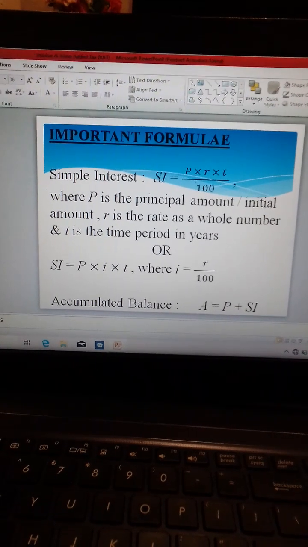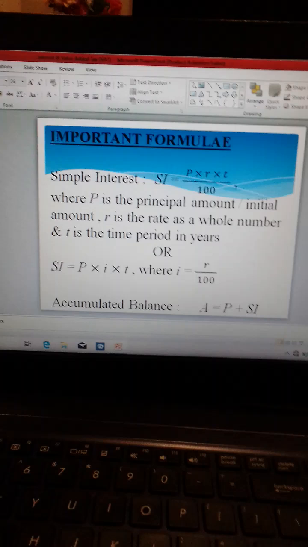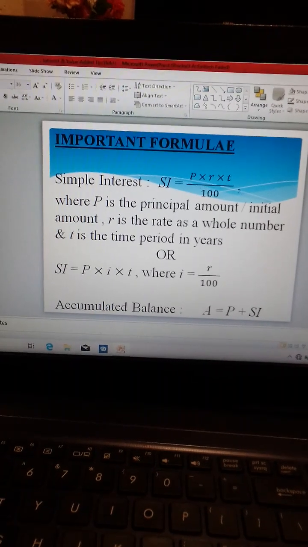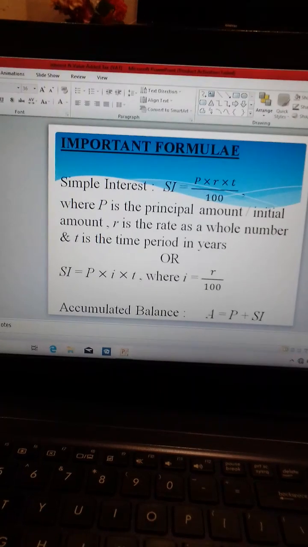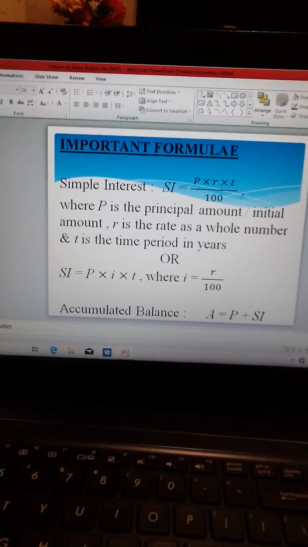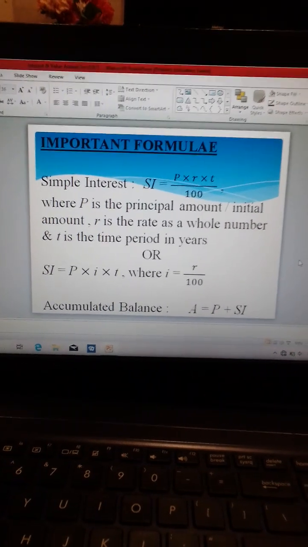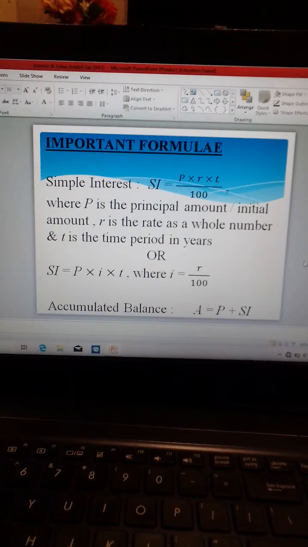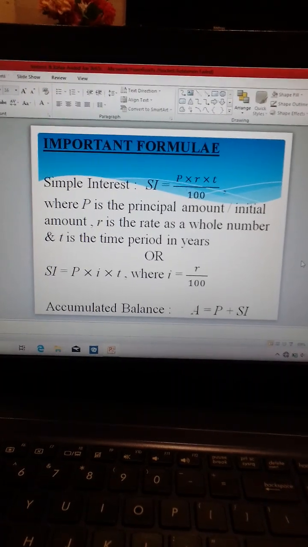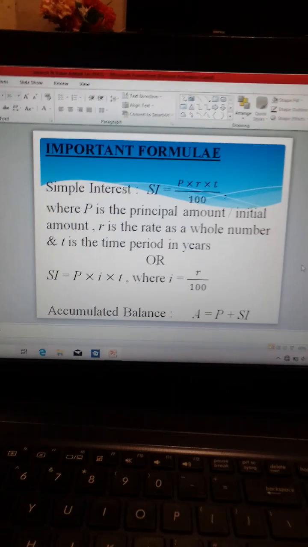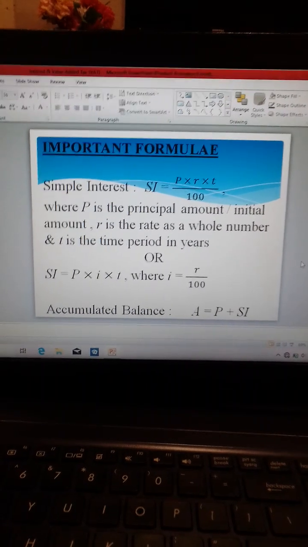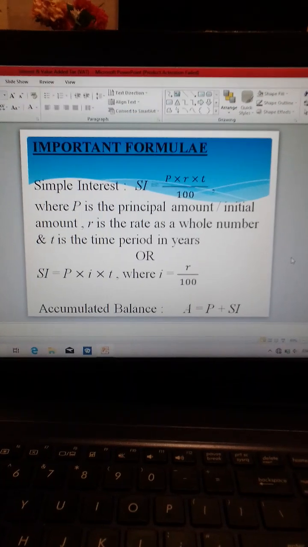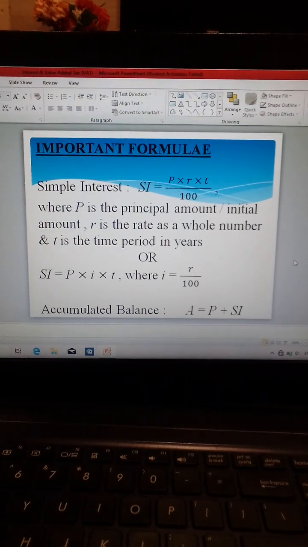So you can say SI is equal to PIT over 100, where I is R over 100. So if you are given a rate of 10%, I is 10 over 100, which is 0.1. If you are asked to calculate the accumulated balance at the end of the time period, use the formula A is equal to P plus SI, where A is the accumulated amount, P is the principal amount, and SI is the amount of simple interest.